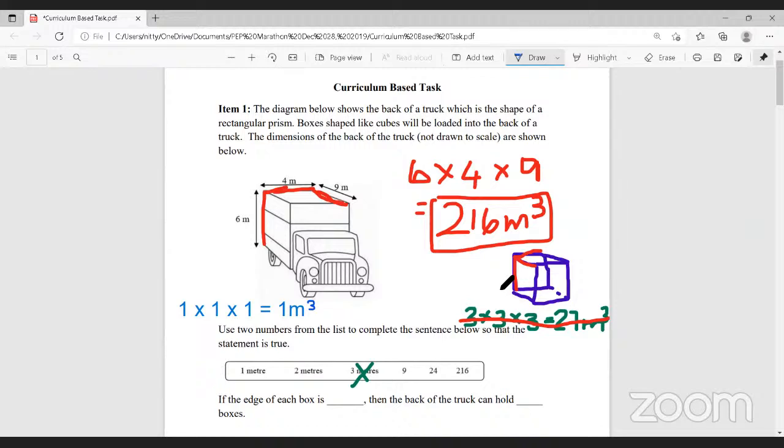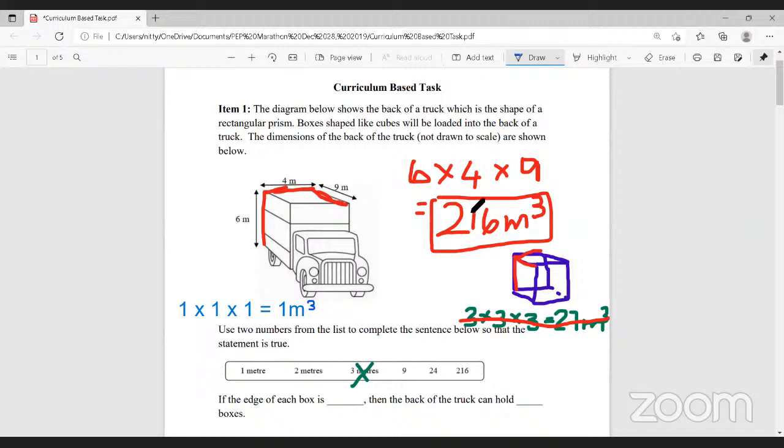So Nia says if the edge of each box is 1 meter, then the back of the truck can hold 216 boxes. Let us see. So we will have to say 216 cubic meters divided by 1 cubic meter. So 216 divided by 1 is equal to, I see somebody up here already calculated that. HP Yang said 216 divided by 1 is equal to 216.